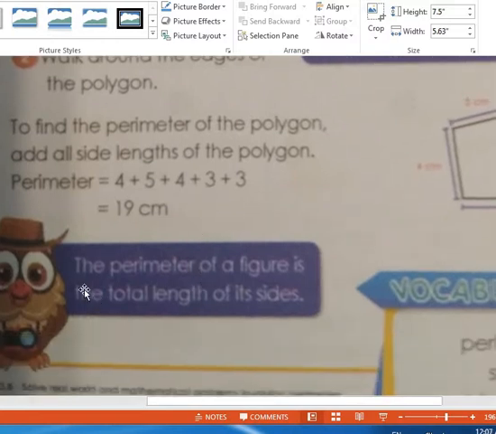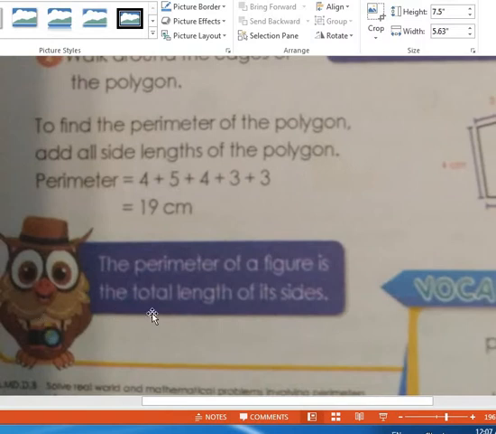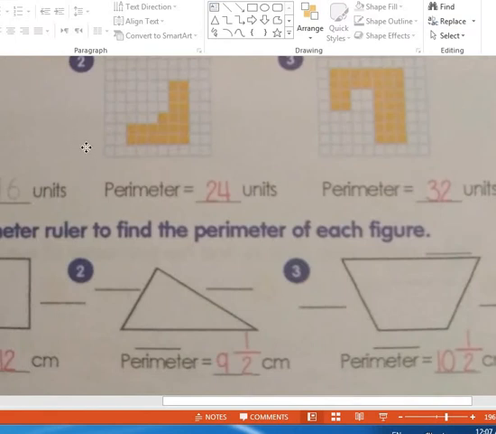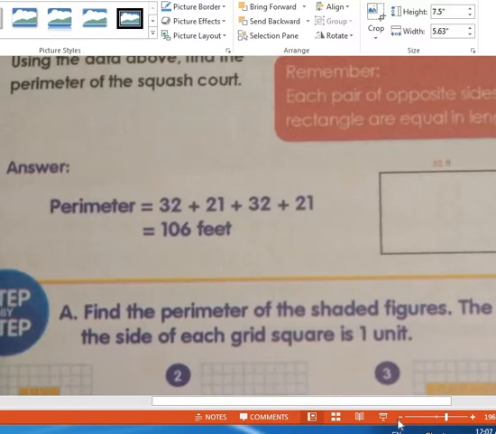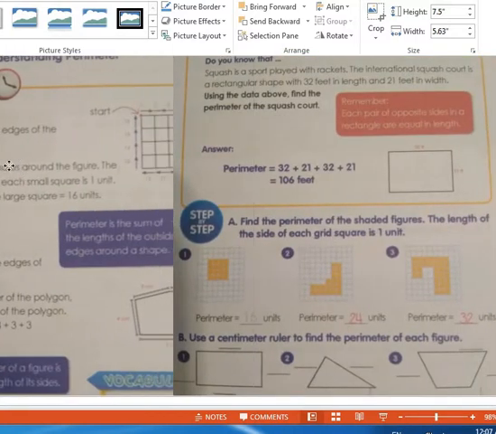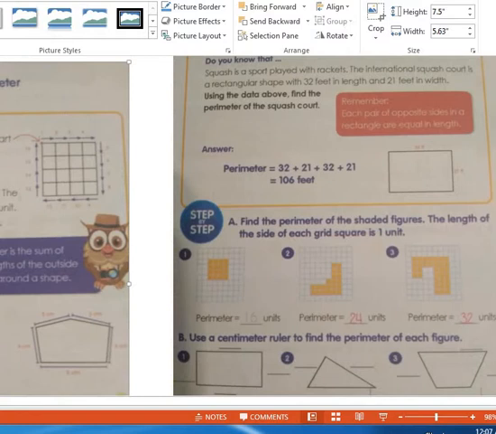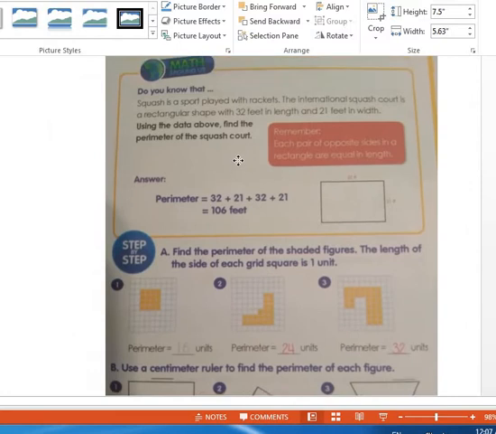Don't forget, it's an important thing we should know. Look, the owl here tells us the perimeter of a figure is the total length of its sides. Very important point. Okay, moving to the other question. Here he gives me a rectangle.